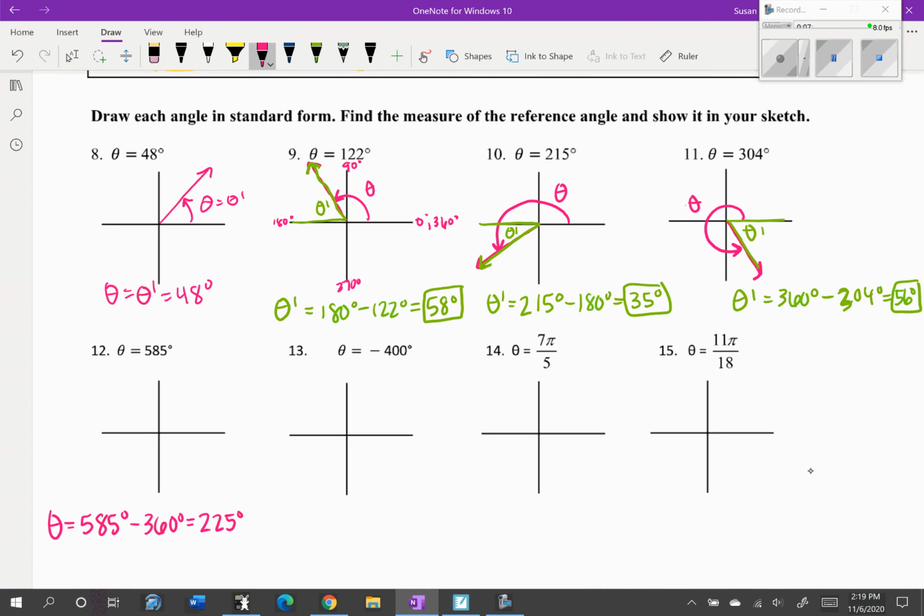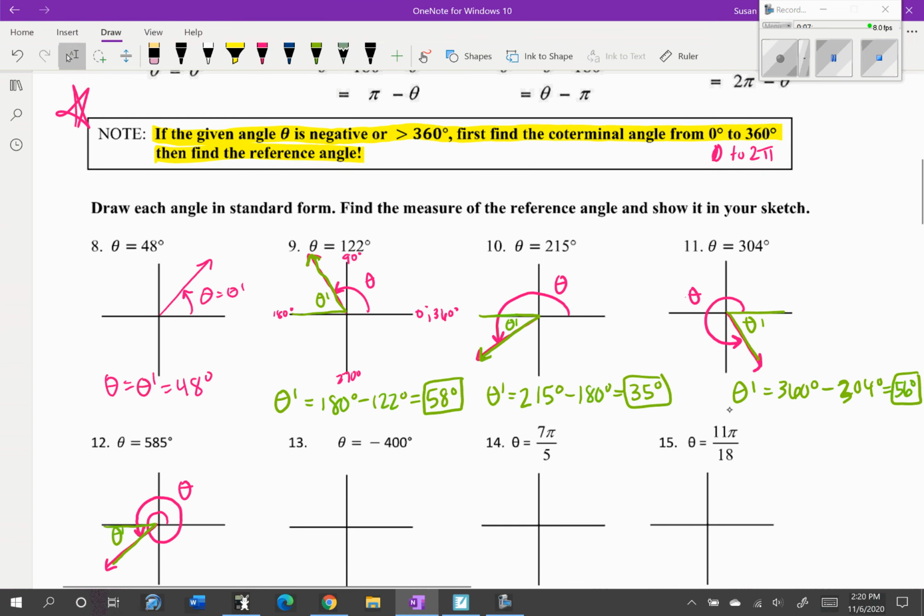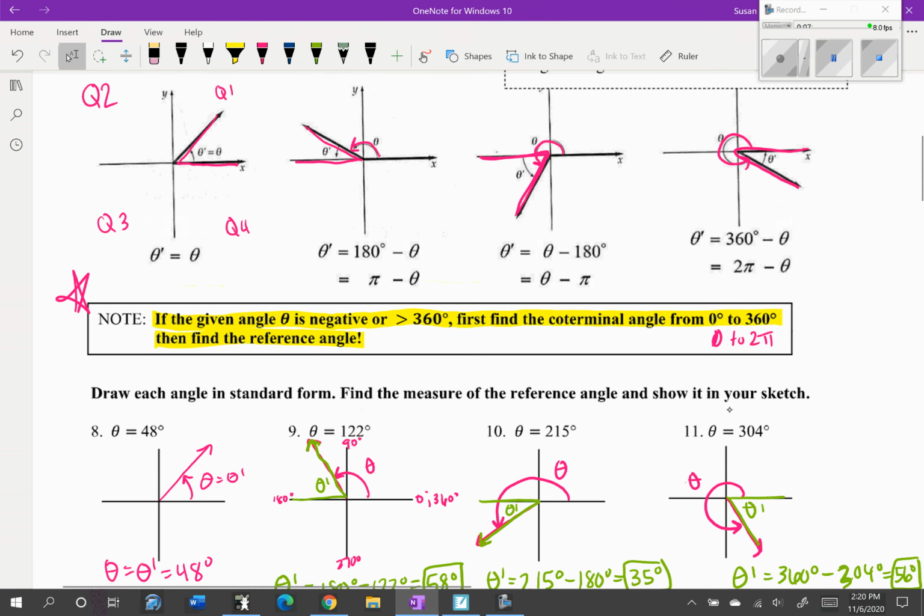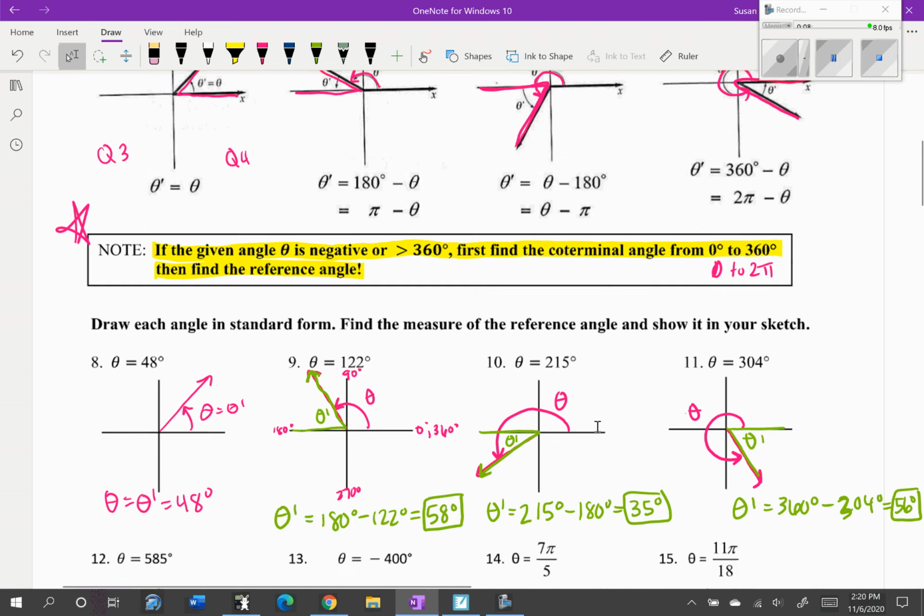So 225 degrees tells me that I'm in quadrant 3. So we'd be about here. And to actually draw the angle in standard position, I've gone all the way around once and add a little bit more. That gives me my angle theta, which is again 585 degrees. And now we want to find theta prime, which would be this angle measurement here. And remember, we said in our note that if the given angle is negative or greater than 360, first you want to find the coterminal angle from 0 to 360.